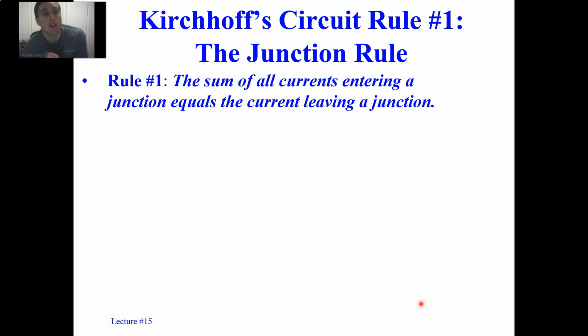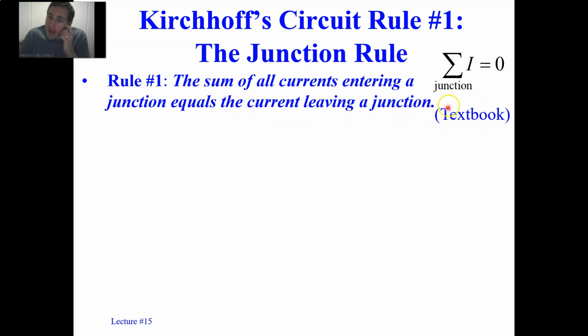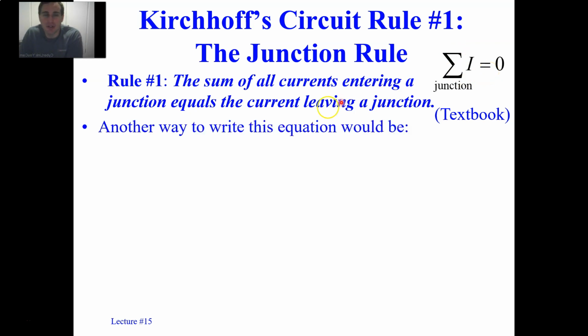Okay, so let's have a look at Kirchhoff's circuit rule number 1, which is often called the junction rule. And the junction rule says the following, that the sum of all currents entering a junction equals the current leaving a junction. Now, often textbooks write it this way, in sort of a very physics sophisticated way, which I don't think is very helpful. The sum of all the currents at a junction is 0, as if there's a positive and negative direction to current. I don't think that's very useful.